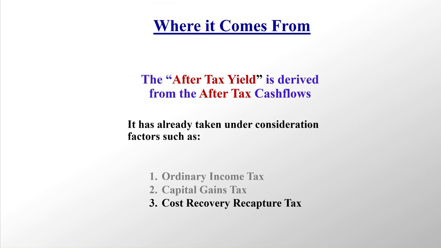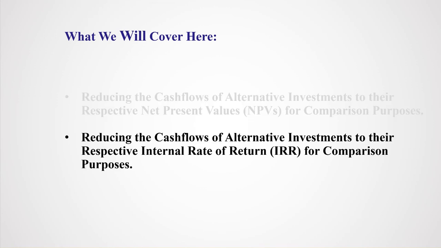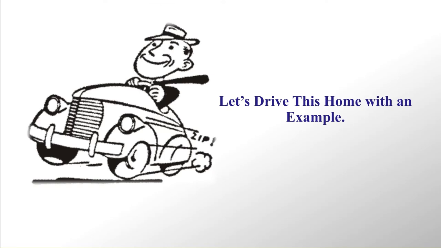So what we'll cover here in our example is that we will reduce the cash flows of the alternative investment to their NPV or their net present values for comparison purposes. Also, at the same time, we will obtain the yield or the internal rate of return for before and after tax for our example. However, the yield or the internal rate of return is what we really need in order to be able to determine our effective tax rate. So let's drive our points home with an example.